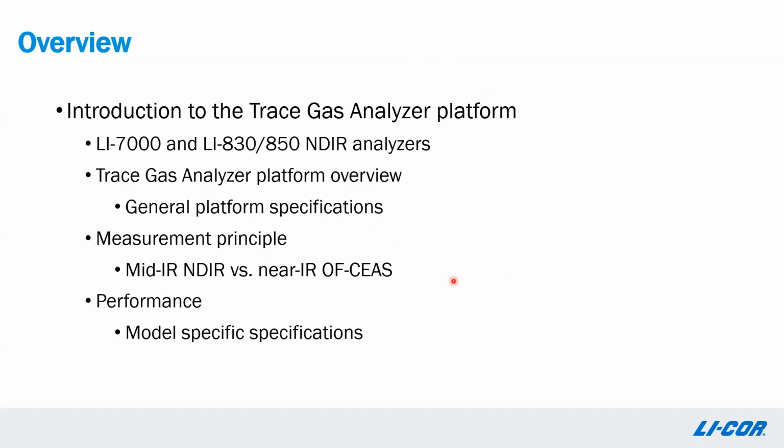And then we'll move into the measurement principle. I'll give a brief overview here, comparing mid-IR NDIR, which is used in the 7000, 830, and 850 instruments, versus near-infrared optical feedback cavity-enhanced absorption spectroscopy. Also, we'll look at the performance of that instrument, what that delivers, and give some model-specific specifications, again focusing on CO2.